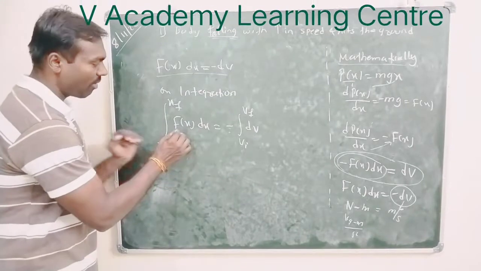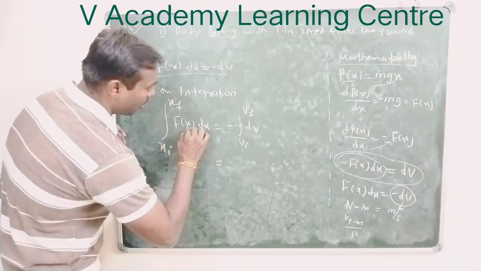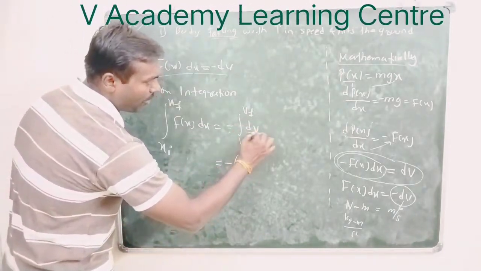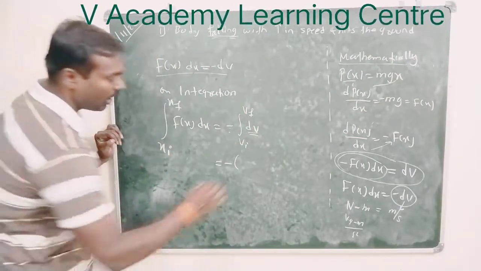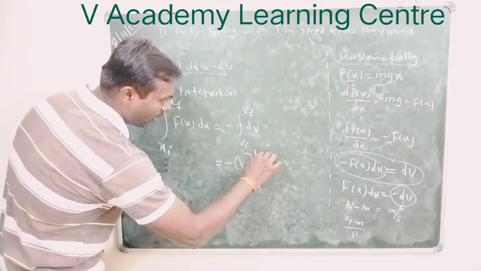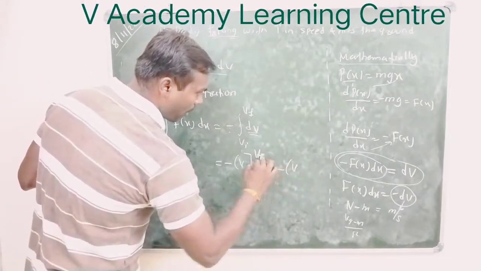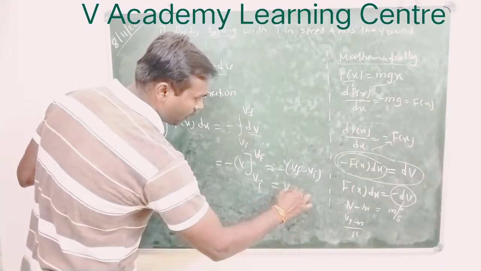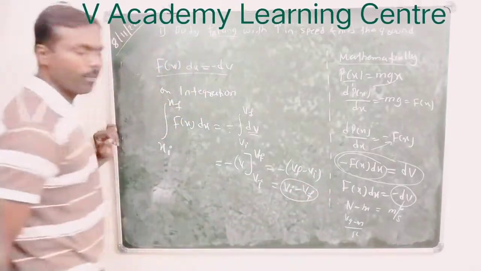I'll take this one as okay. F of x dx will be from xi to x. If we apply limits, the integration of dv becomes v, with the limits vi and vf. Minus upper first, so Vf minus Vi, what do you get? Vi minus Vf. Correct? This is what I want.